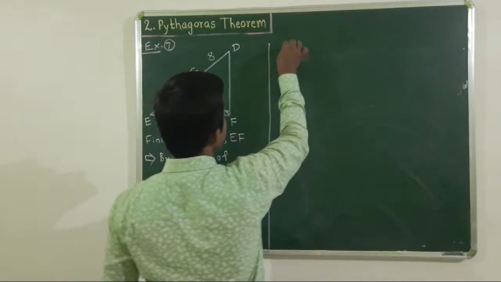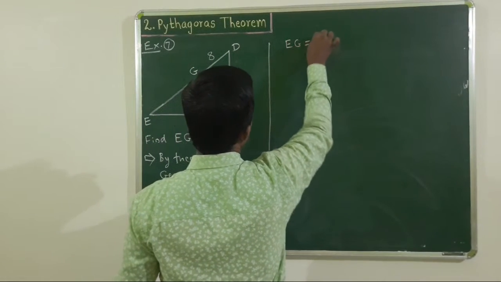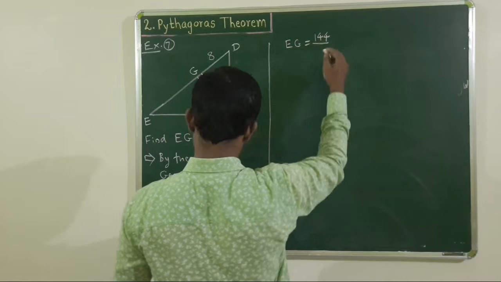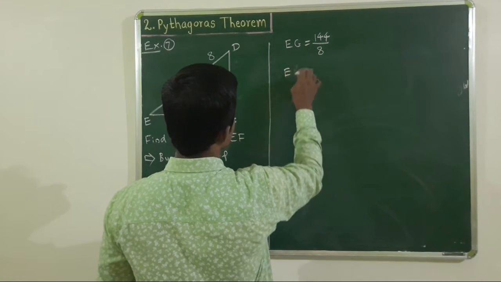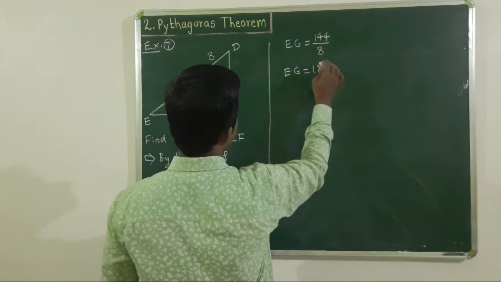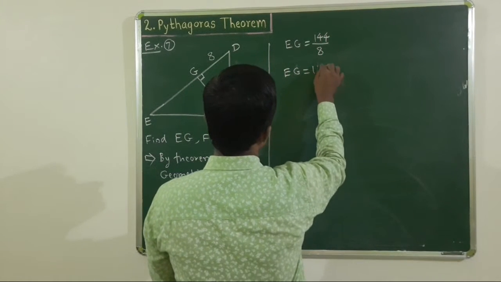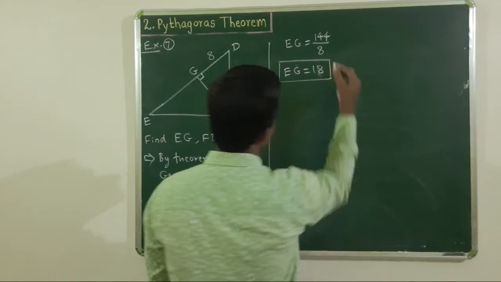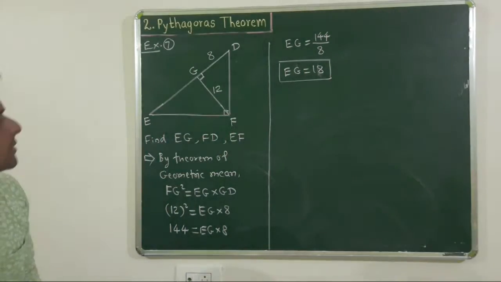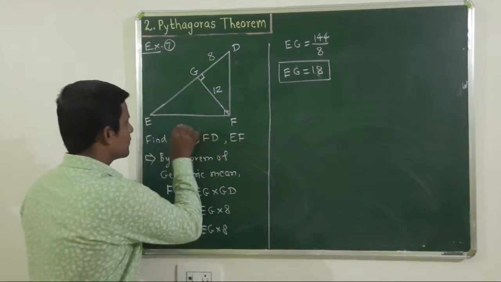12 square is 144, which is equal to EG into 8. Therefore, we will get EG is equal to 144 by 8. Therefore, we get EG is equal to 18. This way we have got EG.